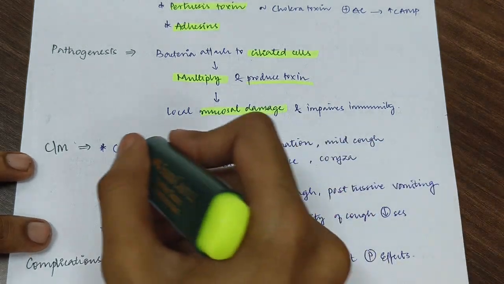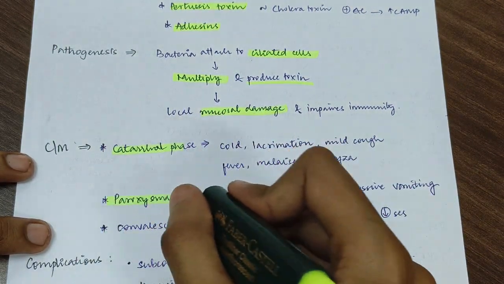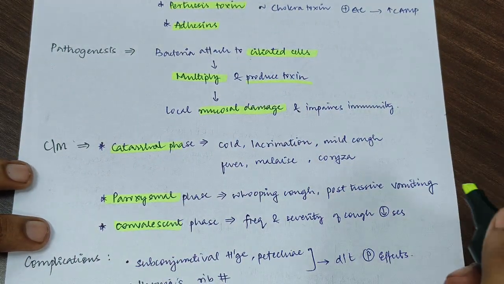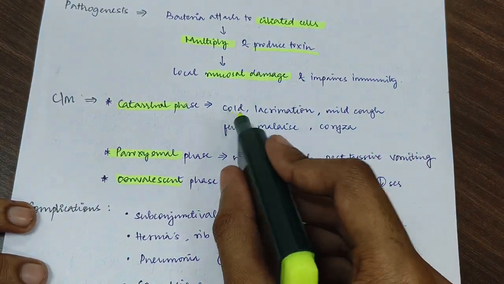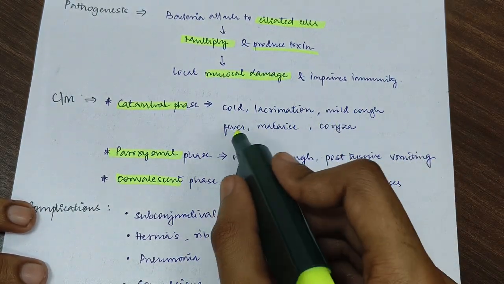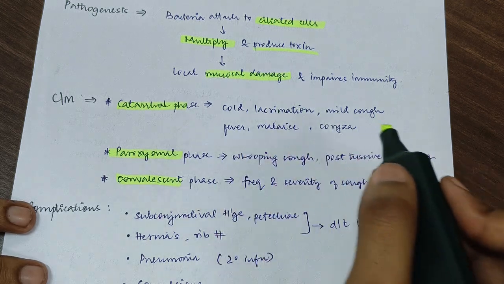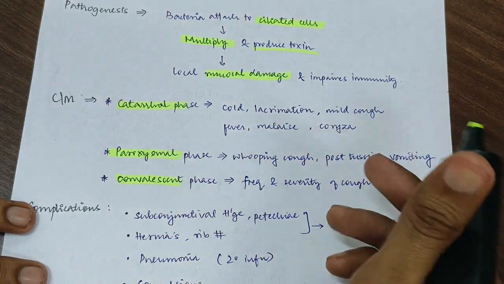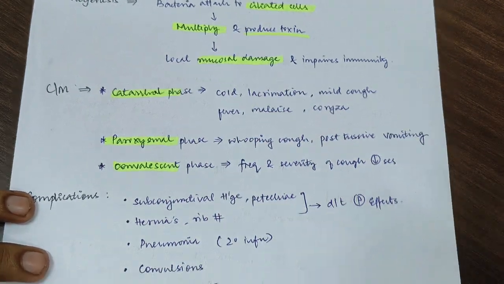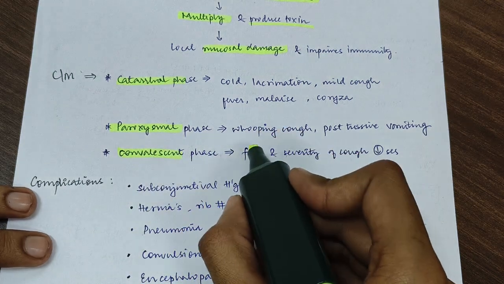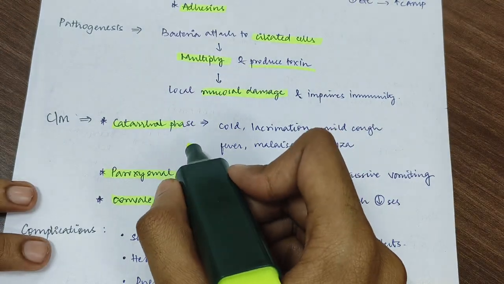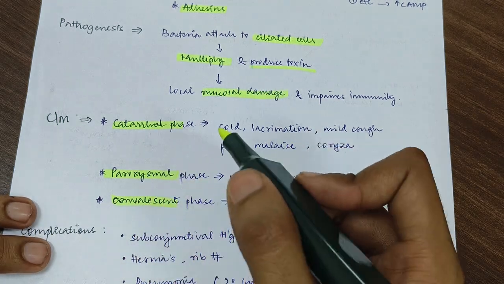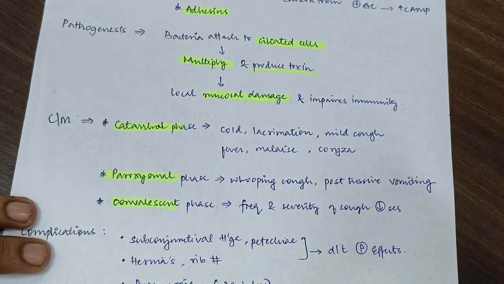Coming to the clinical manifestation, there are three phases: catarrhal phase, paroxysmal phase and convalescent phase. In the catarrhal phase, you are going to see symptoms such as cold, lacrimation, mild cough, fever, malaise and coryza. In the paroxysmal phase, whooping cough and post-tussive vomiting will start. In the catarrhal phase, the patient will be maximally infective, so it can spread infection to others.